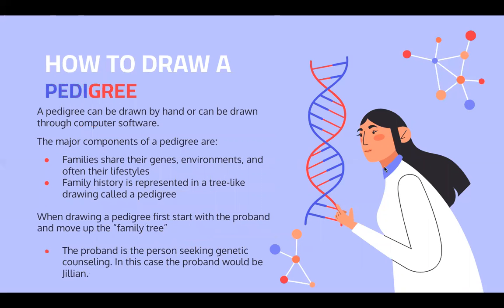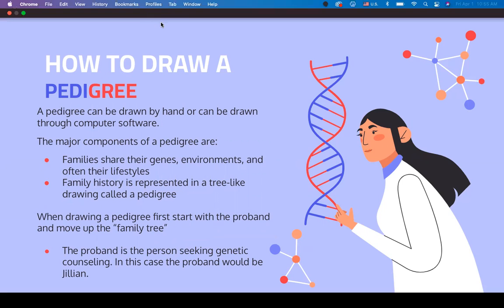And so when we're doing a family history, something we'd like to do is draw a pedigree. And a pedigree can be drawn by hand or it can be drawn using computer software nowadays. And some major components involving a pedigree include families that share genes, environments, and often their lifestyles. We also collect a family history, which is represented in this tree-like diagram or drawing called the pedigree. And when we draw a pedigree, we first start with the proband and move up the family tree. The proband is the person seeking genetic counseling, and in this case, the proband would be Jillian.